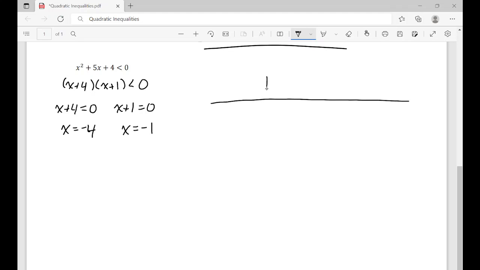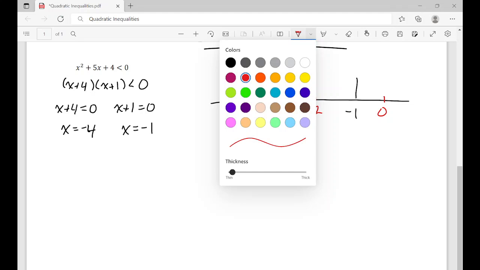Again, make my sign graph here. So negative 4, negative 1. And again, I'm going to pick some test points. So something to the left of negative 4, which will be negative 5. Something in between negative 4 and negative 1, I'll say negative 2. And something greater than negative 1, I'm going to use 0 because 0 typically gets rid of things.